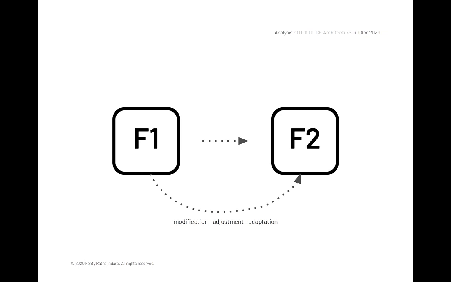And you can also find modification, adjustment, or adaptation from one function to another function. It is also because of the context. So how many types will the building develop? It can be modified, it can be adjusted, it can be adapted, or it's just having changes on the function. But it's also because of the context.